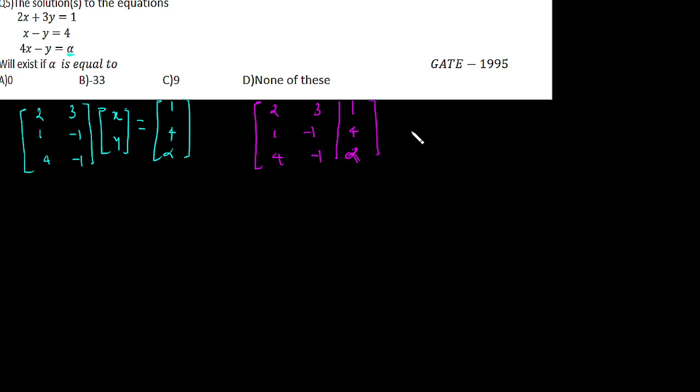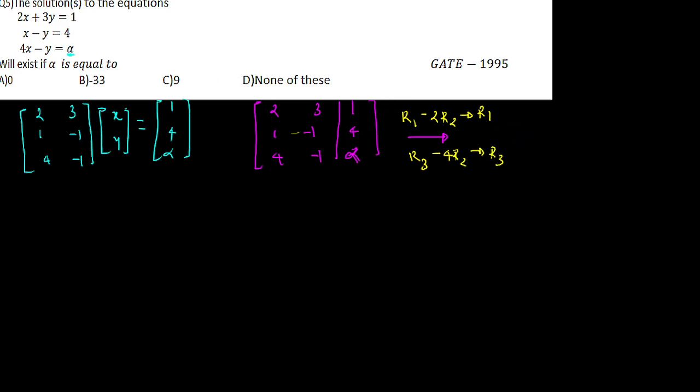Now we have to do some row operations to reduce it into echelon form. So let's subtract the second row 2 times from the first row. So R1 minus 2 times R2 gives the new R1, and let's also subtract 4 times the second row from the last row. So R3 minus 4 times R2 gives the new R3.